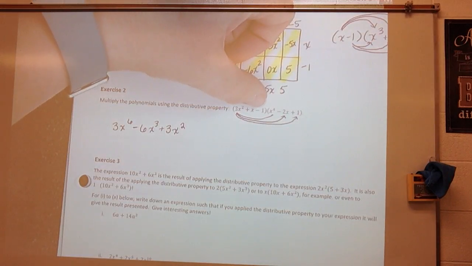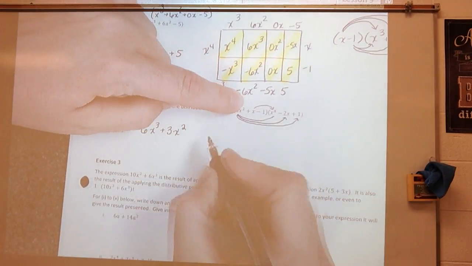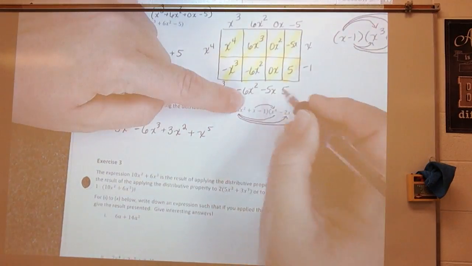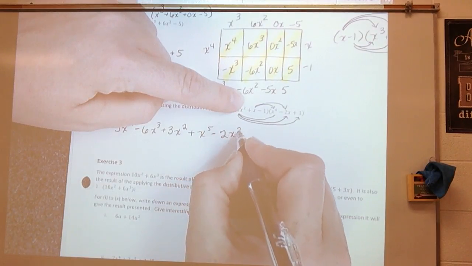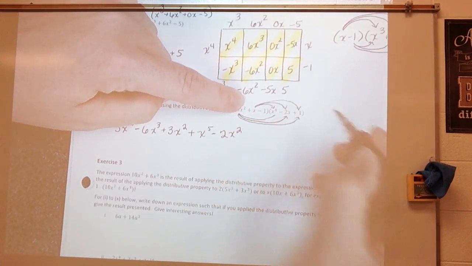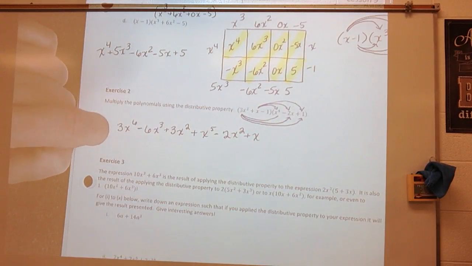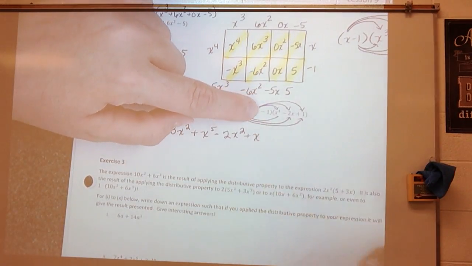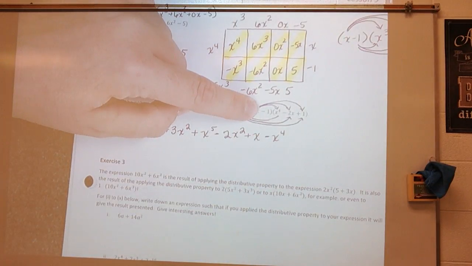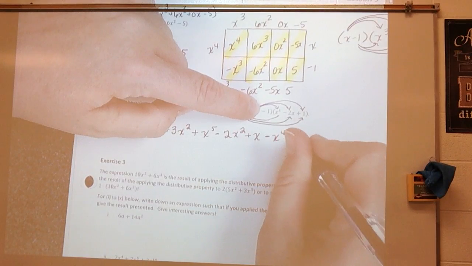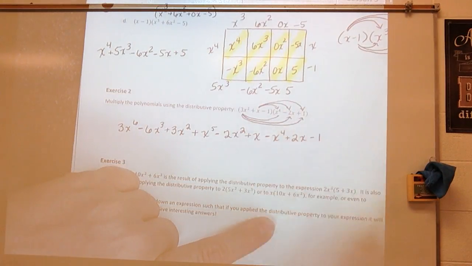Now I have to multiply the x. So x times x to the 4th is x to the 5th. X times negative 2x is negative 2x squared. And x times 1 is 1x, or x. All right, now I've got to do the negative 1. So negative 1 times x to the 4th is negative x to the 4th. Negative 1 times negative 2x is a positive 2x. And negative 1 times 1 is negative 1.